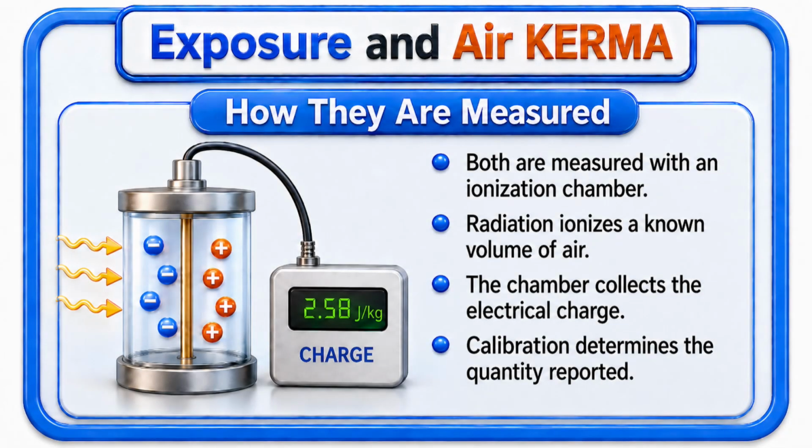That is probably the easiest way to separate the two, but here are some similarities with minor variances. Just like exposure, air KERMA is measured using an ionization chamber. Radiation passes through a known volume of the air and produces ionization. The chamber collects the electrical charge. When the instrument is calibrated to report that charge per mass of air, it can provide exposure. When calibration factors are applied to express the energy transferred per mass, it can provide air KERMA.